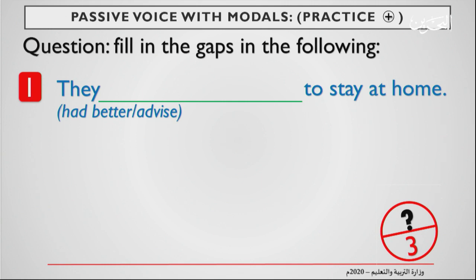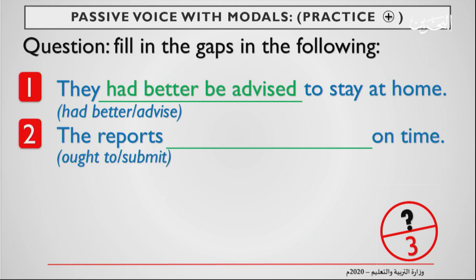All right, let's check the answer. The answer is, they had better be advised. I use the modal plus the infinitive of be, which is be, and then the past participle of advise. If you're correct, give yourself a mark.